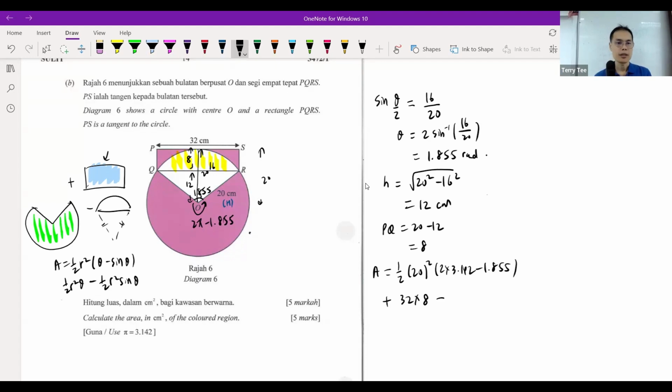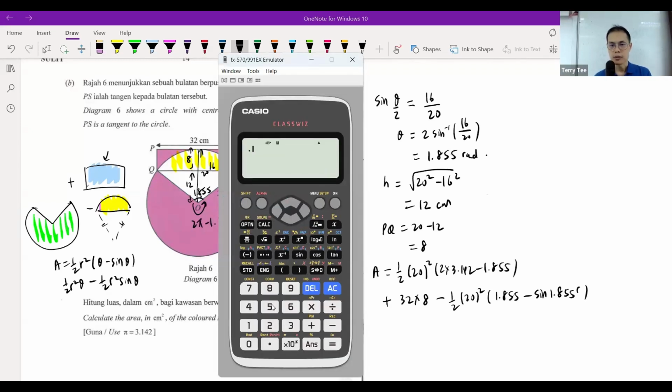Then you subtract the area of the segment. I just use yellow color here, right? The area of the segment is half, radius is 20 squared, times theta, which is 1.855 minus sine 1.855. Okay, so let's use our calculator.